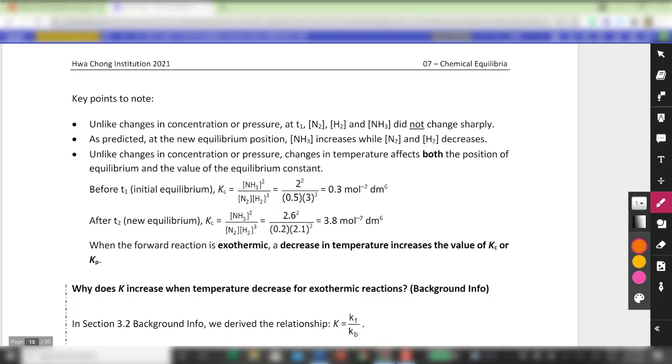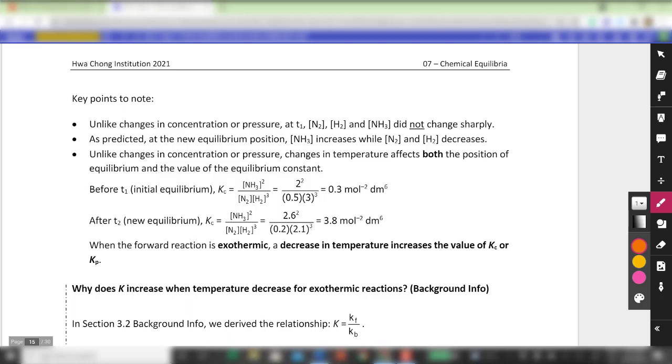However, please take note of this. As we said earlier on, equilibrium constants are temperature dependent variables. So when we change temperature, it will have an effect on the equilibrium constant. Let me repeat. When we change temperature, after the equilibrium has been re-established, it will have a very huge effect on the value of the equilibrium constants, unlike the earlier examples.